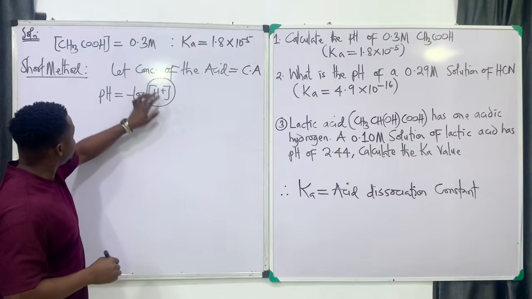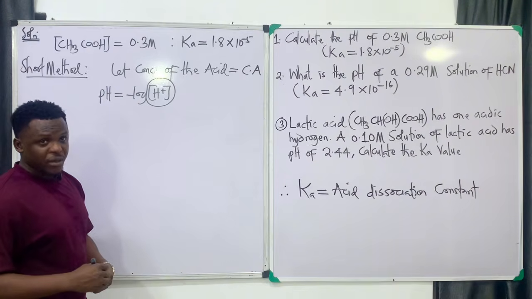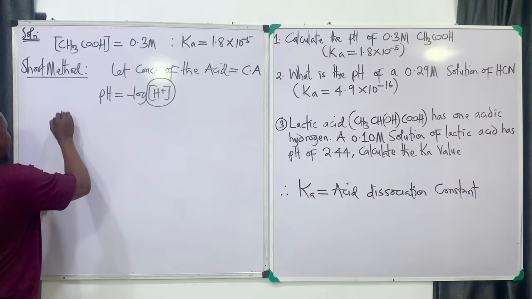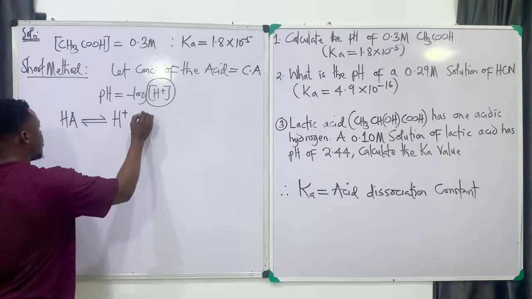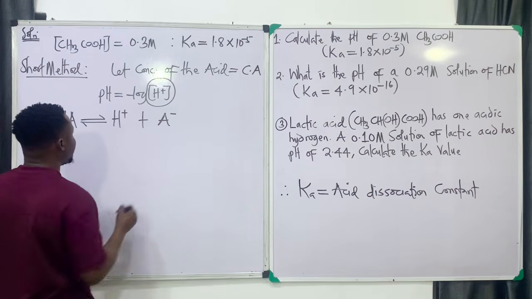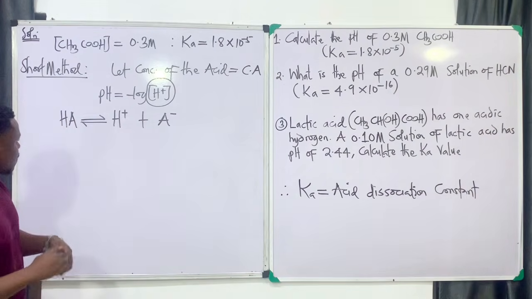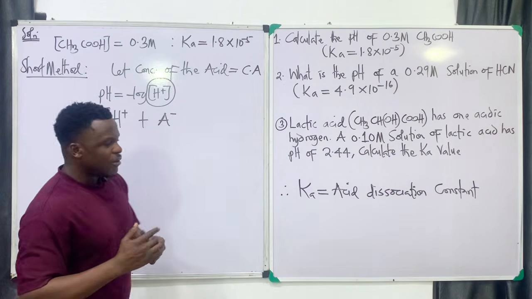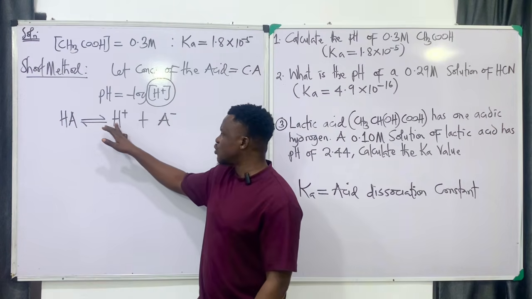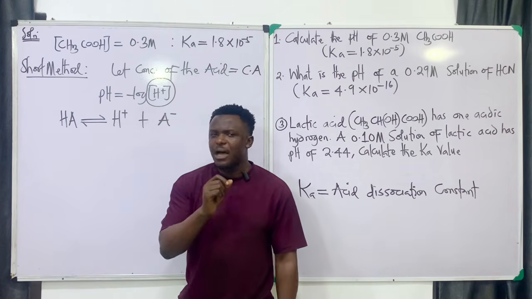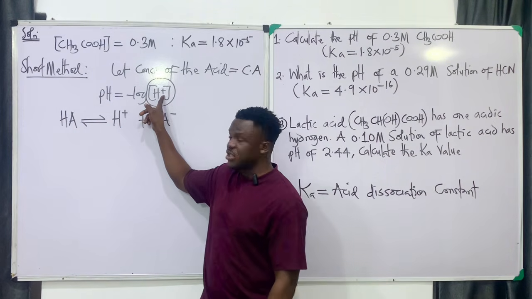Once we're able to get this from this acid, we insert it here and we get our answer. Do not forget that every weak acid has this dissociation equation with a reversible arrow. When an acid dissociates partially, it simply means that this hydrogen is just a little amount that came out from the main acid. This is what we need so that we can put it into the formula to solve.